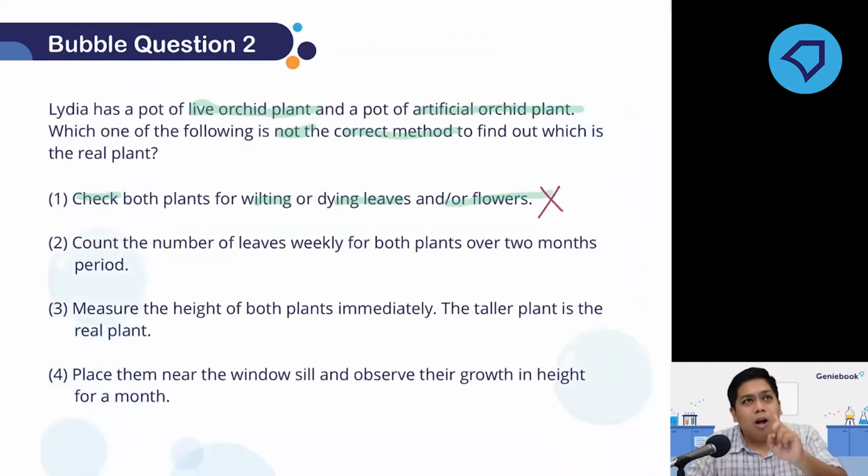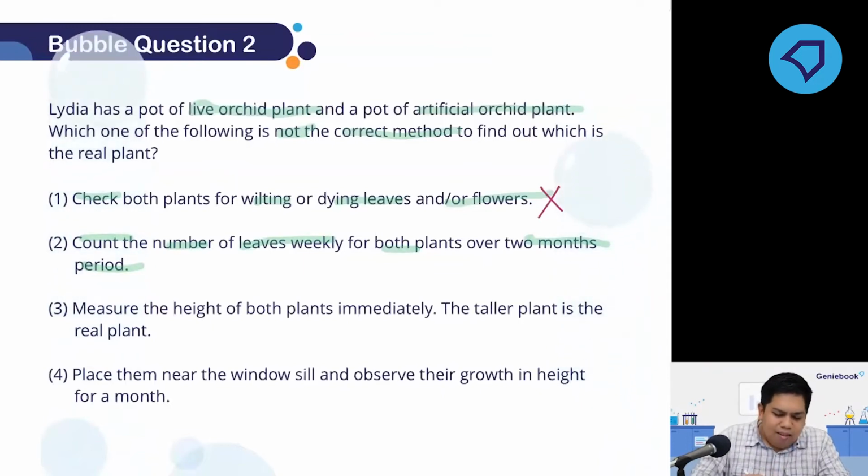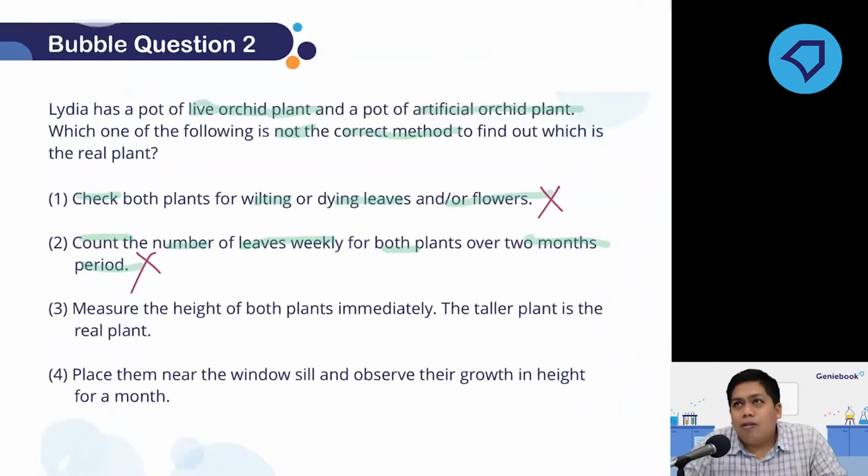Okay, we want the wrong method. Remember, we want the wrong method. And the next one, count the number of leaves weekly for both plants over a 2 months period. So this is like a normal scientific experiment that you will do, to check whether it is a live plant or fake plant or artificial plant. So definitely this is a correct method, but we don't want the correct method. We want the wrong method. So that's why this is also out.